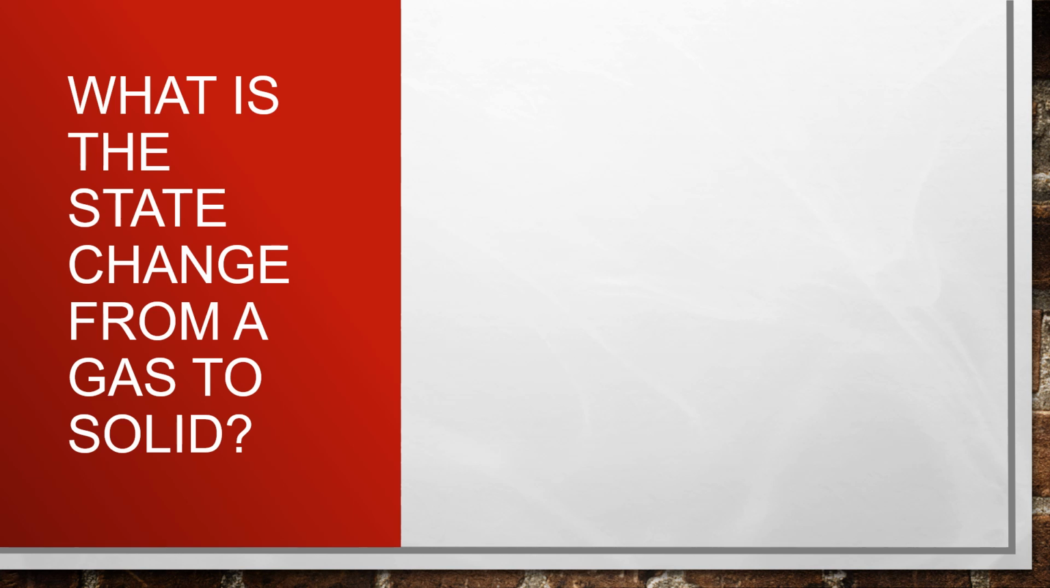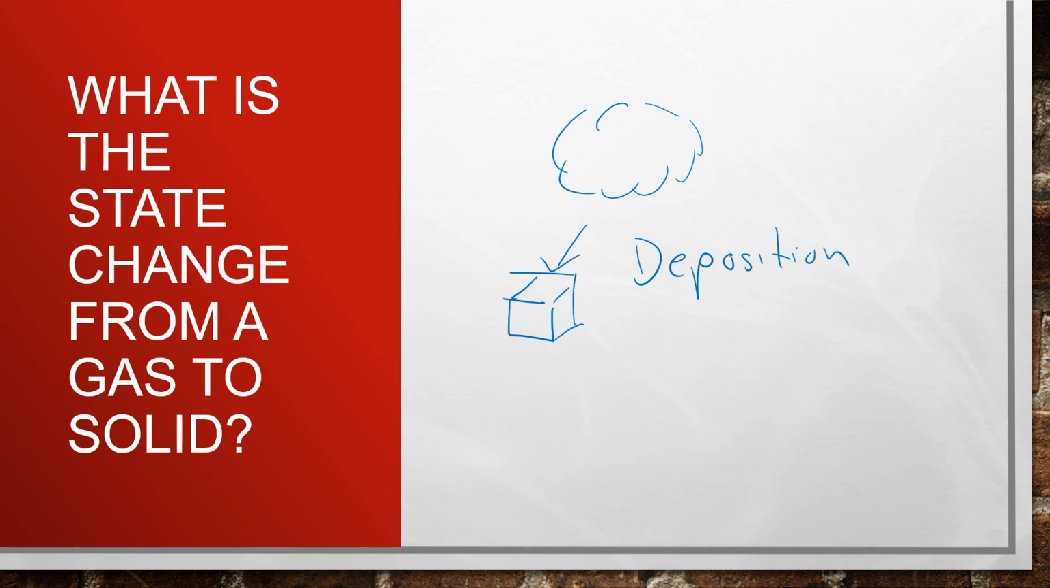If I go from a gas to a solid, it's the same thing I just showed you, but I'm going from a gas to a solid. This is not one that you're very familiar with. This does not happen on Earth except in laboratories. It does happen on the planet Mars when you have CO2 that freezes, but this process is known as deposition.